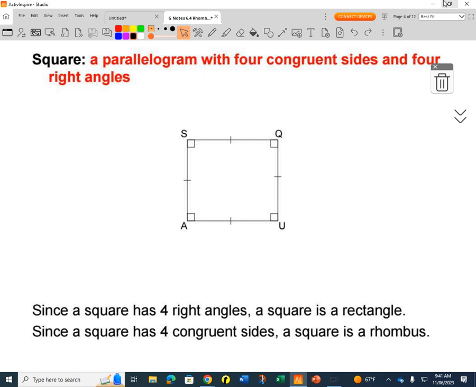Since a square has four right angles, a square is a rectangle. Since a square has four congruent sides, a square is a rhombus. But not all rectangles are squares, right? And not all rhombuses are squares.